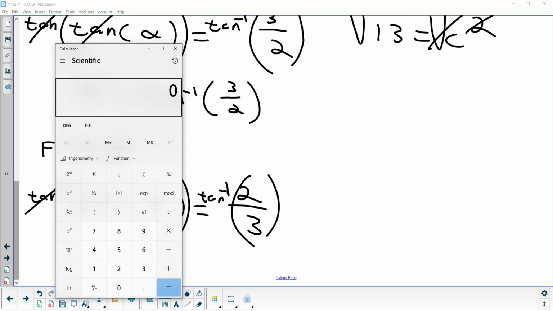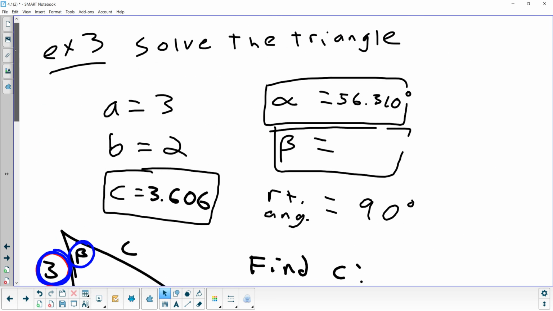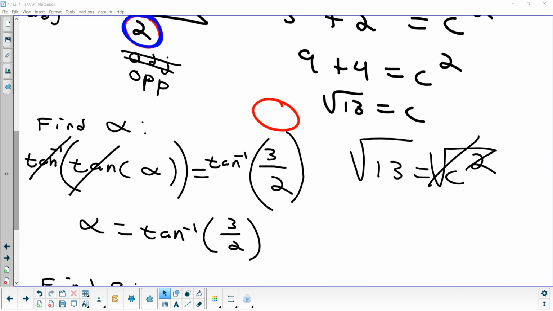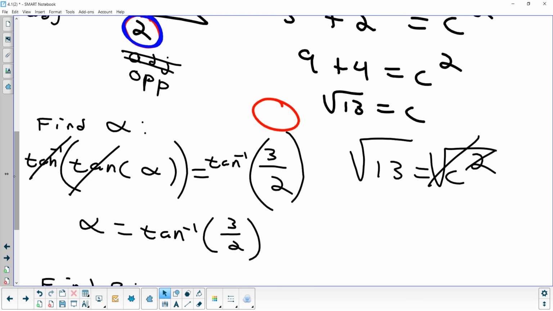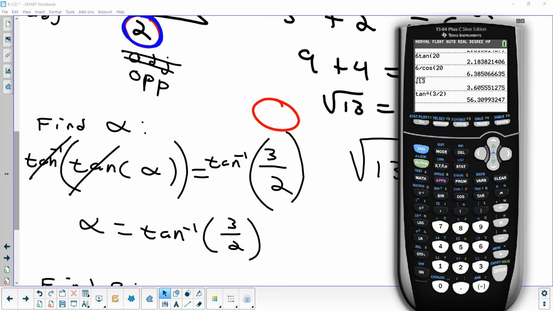Now, if we did it right, we can check it. The answer should be 90 minus 56.31. Let's see what that is. 90 minus 56.31. 33.69. So just keep that number in your head for a second. Let's type this in on the calculator. Inverse tangent, 2/3, 33.69. So since I got the exact same answer doing it 2 different ways, taking my original and subtracting that from 90, and with inverse tangent, that means my answer must be right. So 33.69.